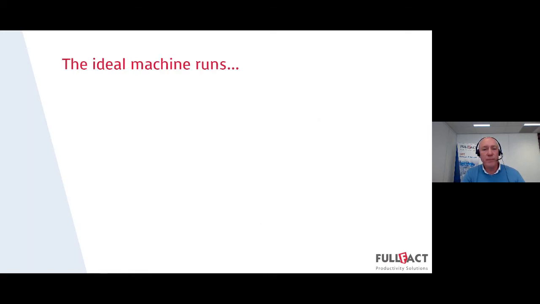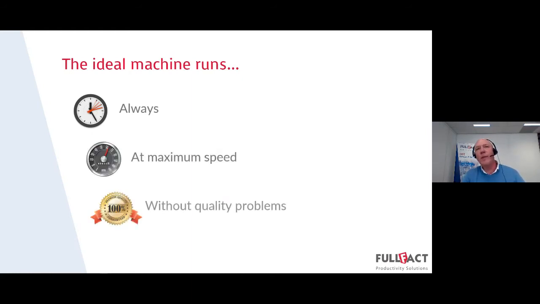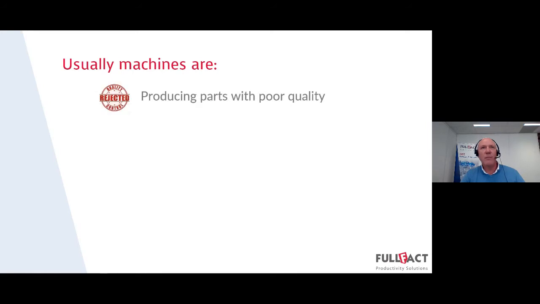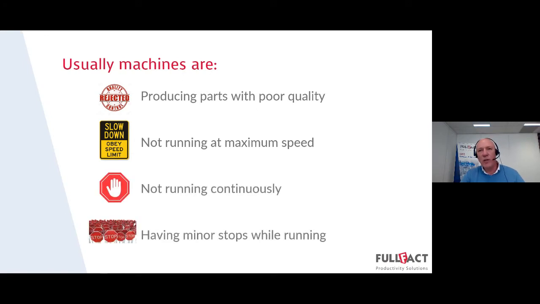The ideal machine. The ideal machine runs always. That would be nice. Maximum speed and without quality problems. But in fact, in reality, the machines are producing parts of poor quality, not running at maximum speed, not running continuously, and last, having minor stops while running.